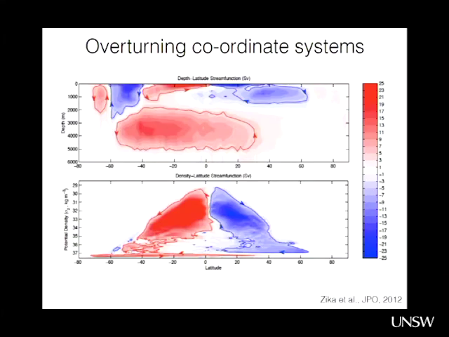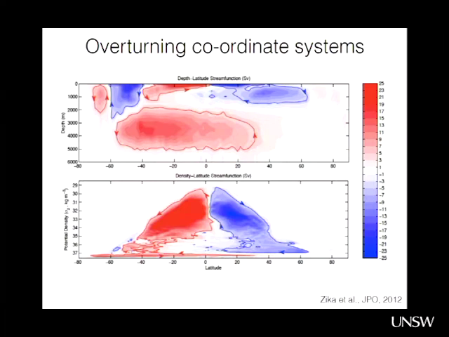Okay, so to look a bit more closely at overturning. This top plot is the one we usually look at. We have depth and latitude. So this is from a model. So you have the North Atlantic cell here. You have the Antarctic water coming here, like the bottom water overturning cell.